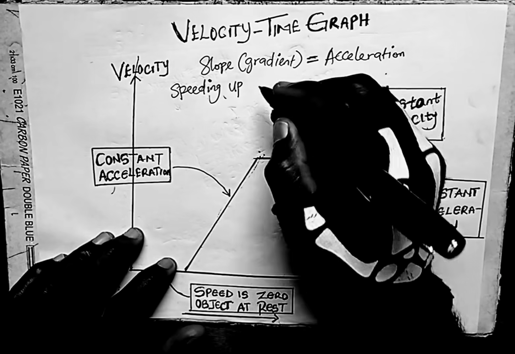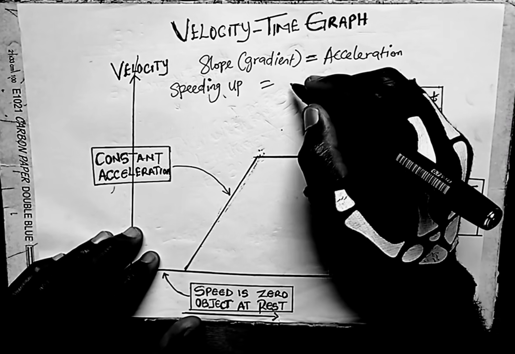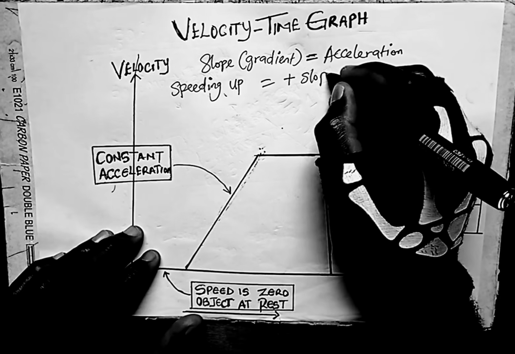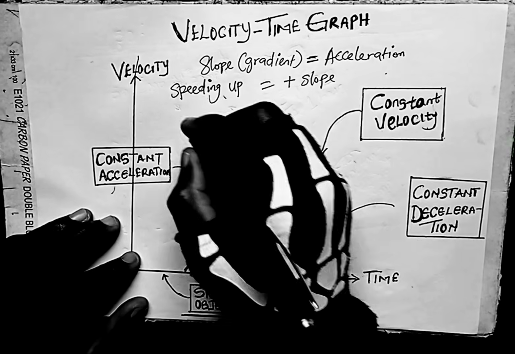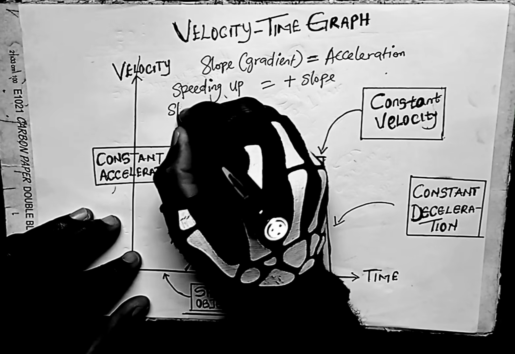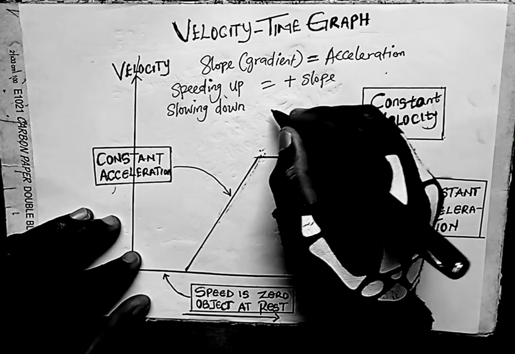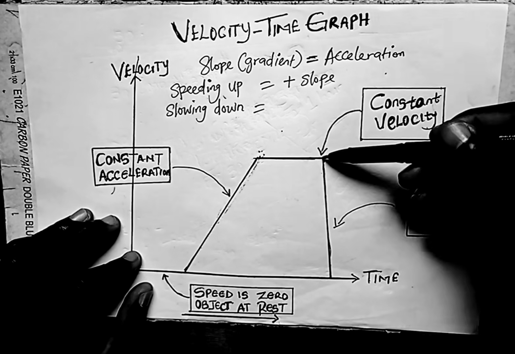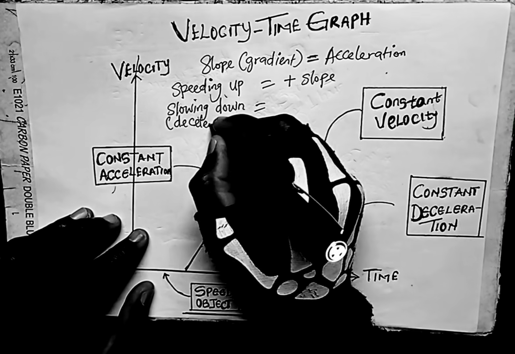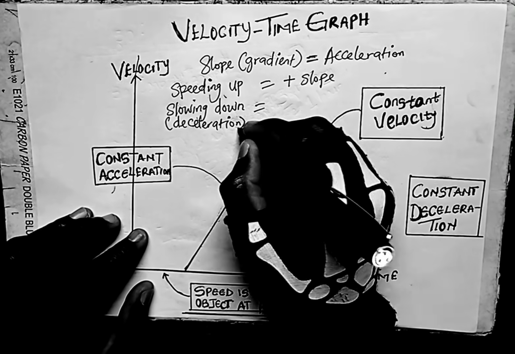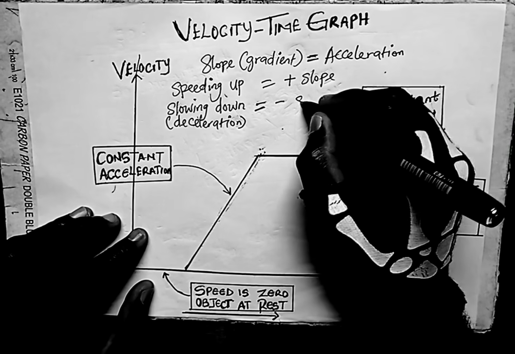Speeding up. This speed, acceleration, is equal to what? The positive slope. While slowing down or decelerating, because you don't slow down with speed, that's why we can't use speeding down. So slowing down, or deceleration, is also known as what? It is equal to the negative slope.